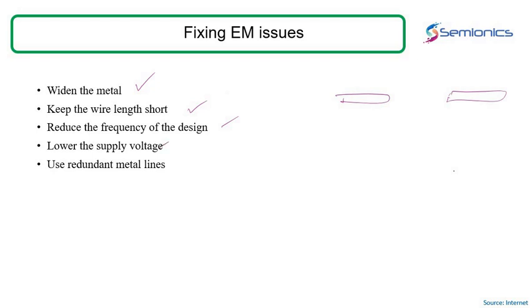Even this, lower the supply voltage. All in all, using redundant metals, wider metals, and short metals will help you fix the Blech length issues and, of course, the EM related issues. So that's about your Blech length.